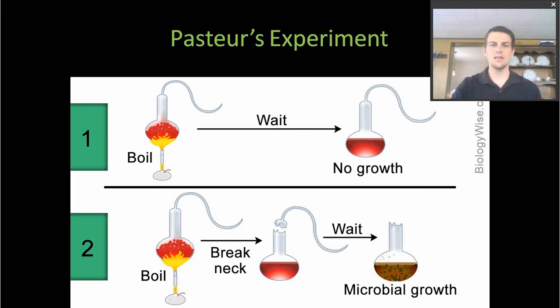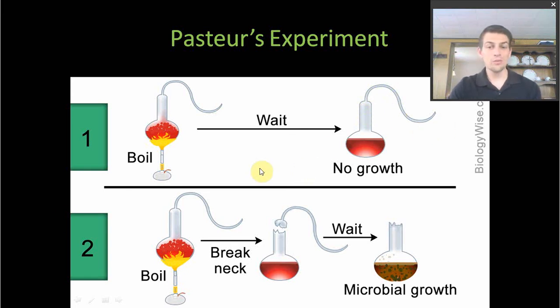So with a flask that he actually kept closed, so he sealed the flask after boiling it, in this example number 1 here, he boiled the flask, killing everything in it, and then you wait, and nothing grows in it. You could keep it for years and years on the shelf, and nothing would grow in it. And he had that flask closed, so nothing can get through this little tube here. It's kind of pinched closed at the end.